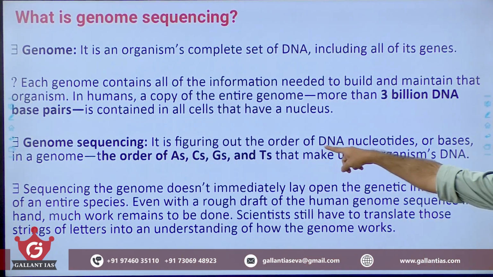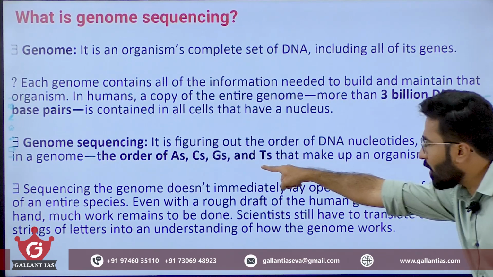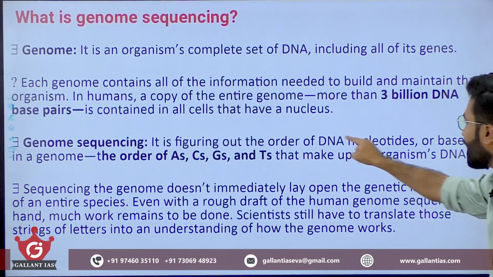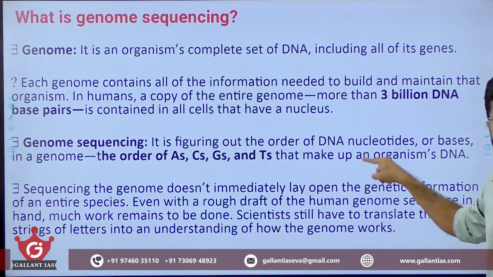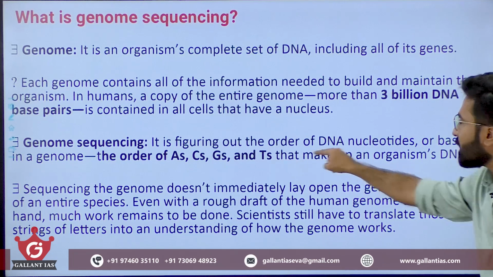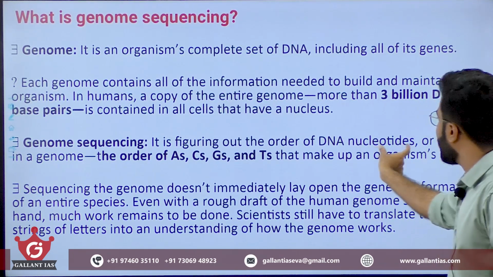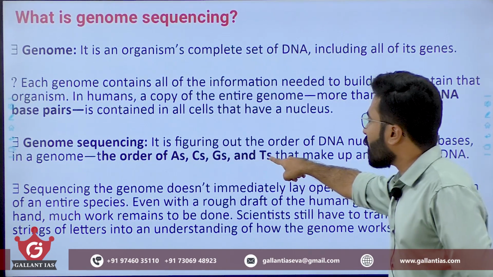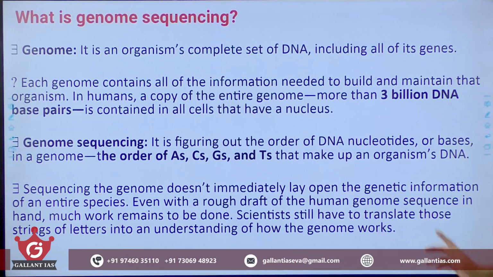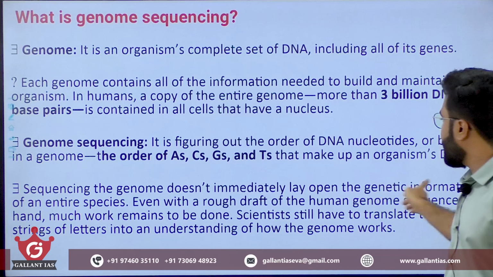So genome sequencing is figuring out the order of these DNA nucleotides. We said that A, T, C, G are actually known as base pairs or nucleotides. The chemical names of these four chemicals are nucleotides, the nucleotides present in the DNA, or bases. So determining this order of A, T, C and G in a person is known as genome sequencing.